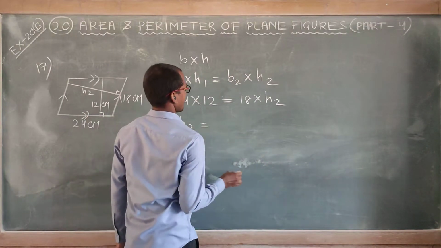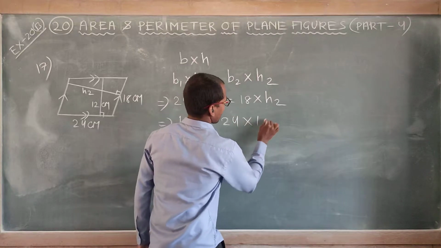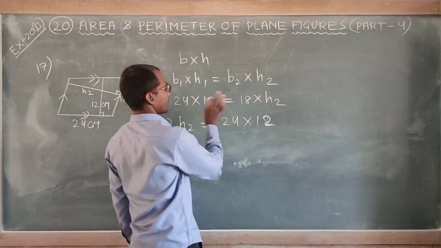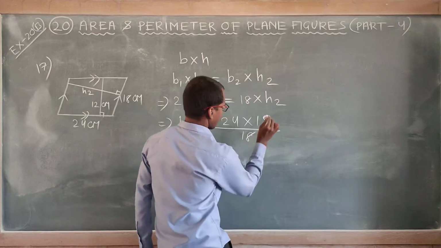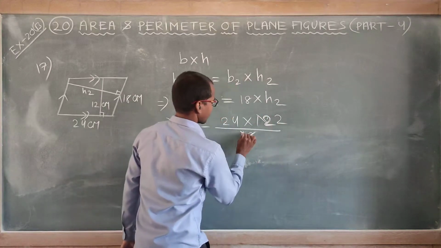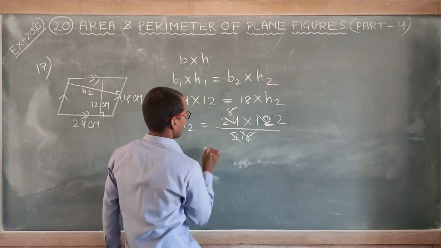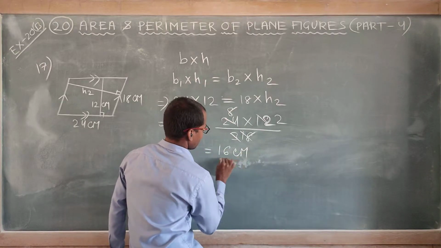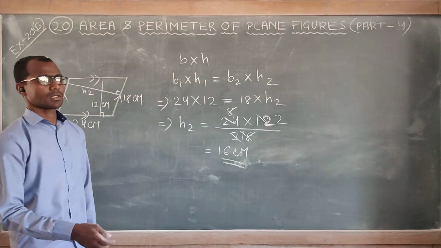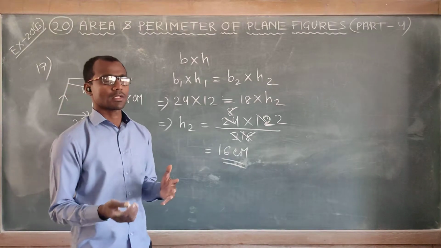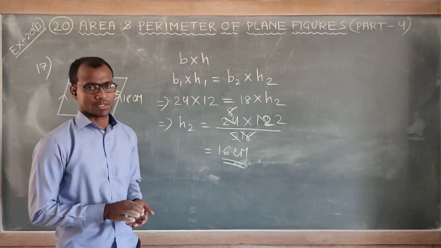So H2 is equal to 24 into 12 by 18. 6 twos are 12, 6 threes are 18, 3 into 24 is... 8 twos are 16. So the distance between the other two parallel sides, the shorter sides, is 16 cm.